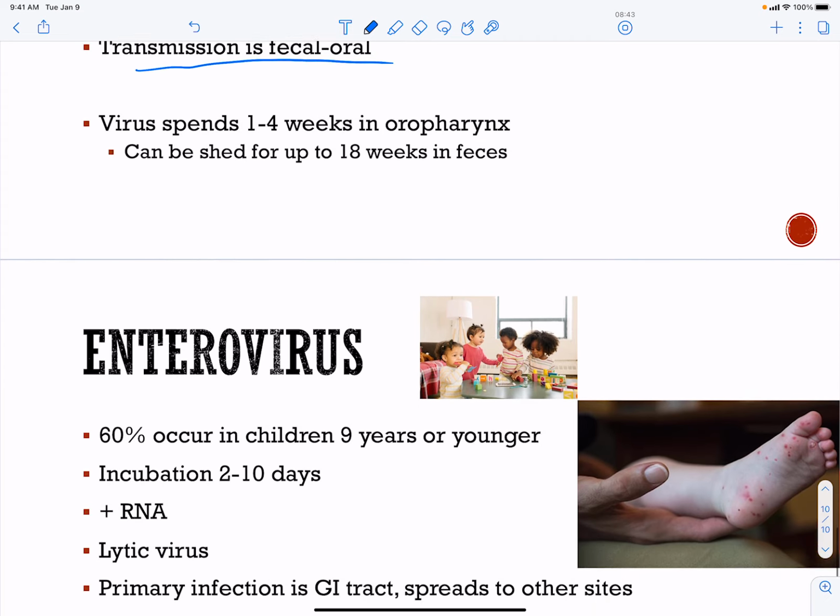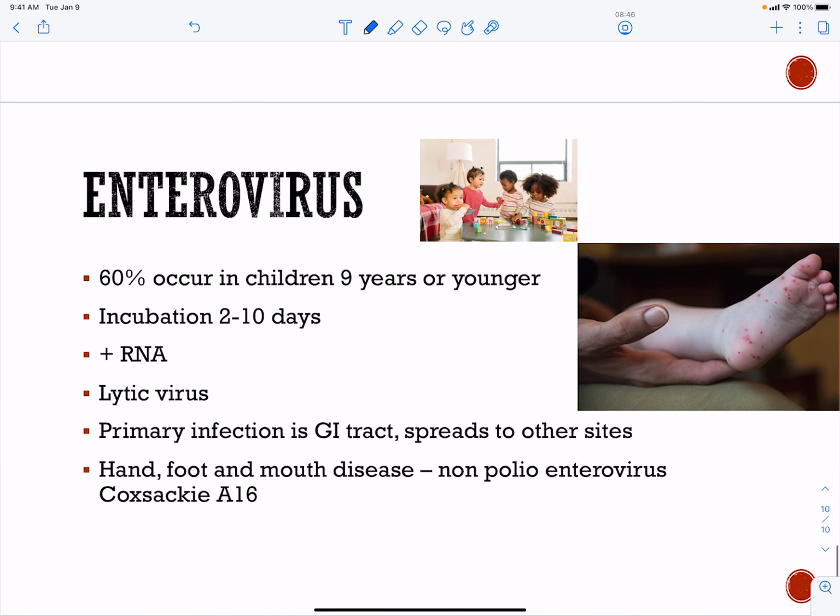Now, 60% of our enterovirus infections are going to occur in children 9 years or younger. They're a positive RNA virus. They have a lytic life cycle. They're going to be a primary GI infection, and then they're going to spread to other sites. An example is hand, foot, and mouth disease. This is a non-polio enterovirus. Coxsackie A16 is going to cause this.